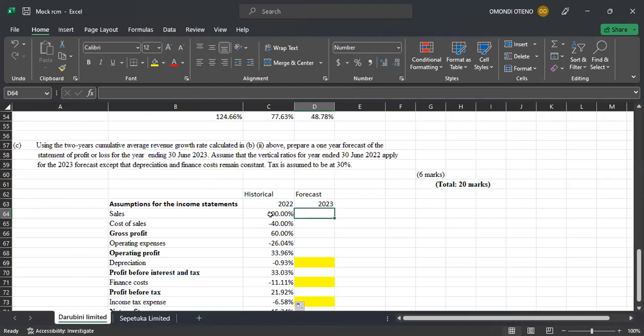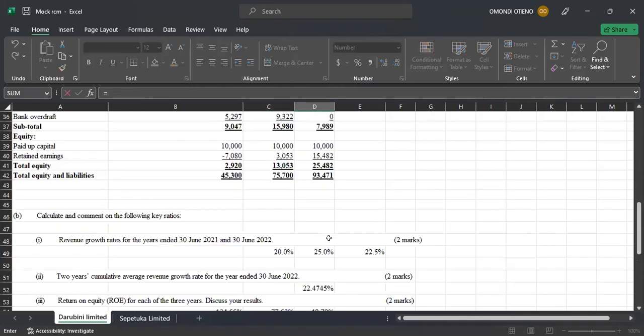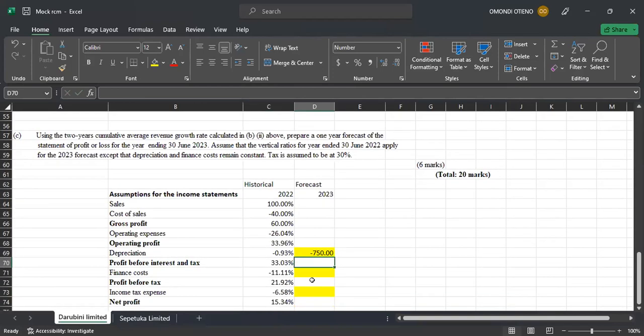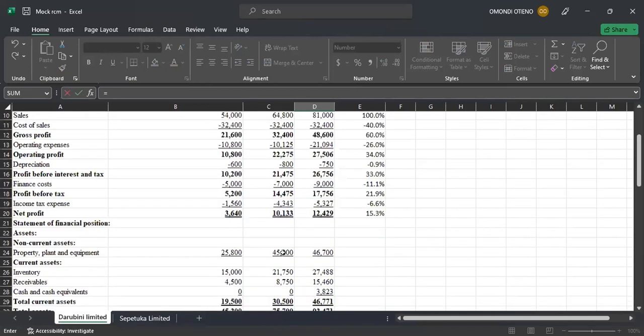So as we are going to use these percentages here, we have been given a disclaimer. Number 1, the depreciation and finance cost will remain constant. We are not going to use the ratios. We are going to pick the actual figures. So even if you do not know anything here, for the depreciation, you should not have any issue because you just come here and pick the depreciation value for 2022. For finance cost, you come here and pick the value for 2022.